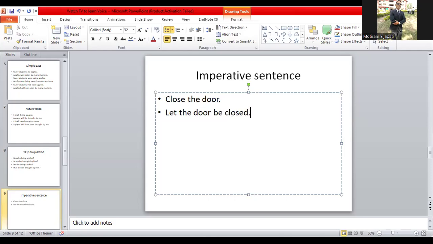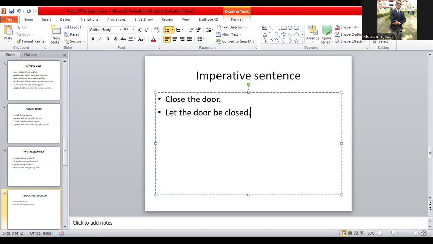What has happened? Let the door be closed. This is also a very good example. If I say bring a chair, what will be the tag question? Bring a chair. The structure will be: let a chair be brought.